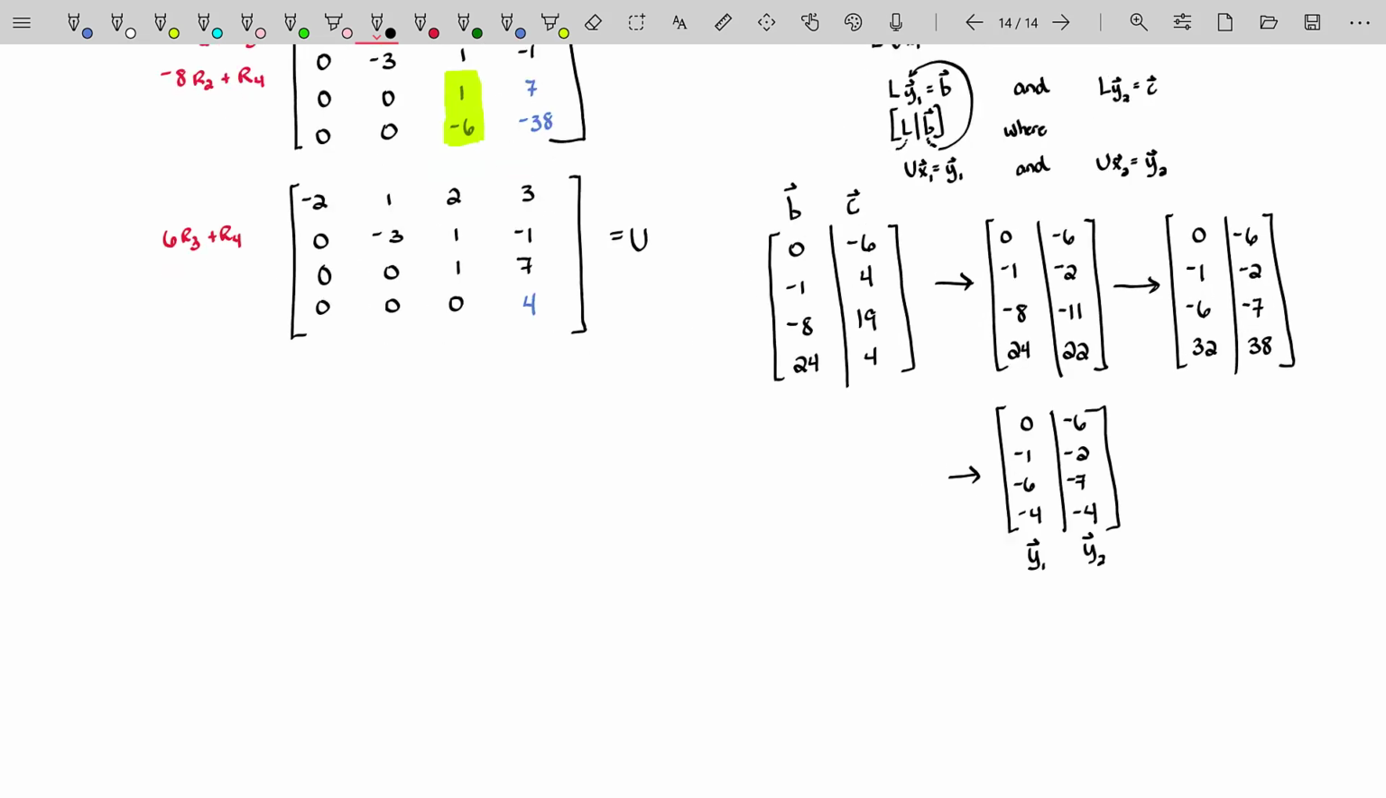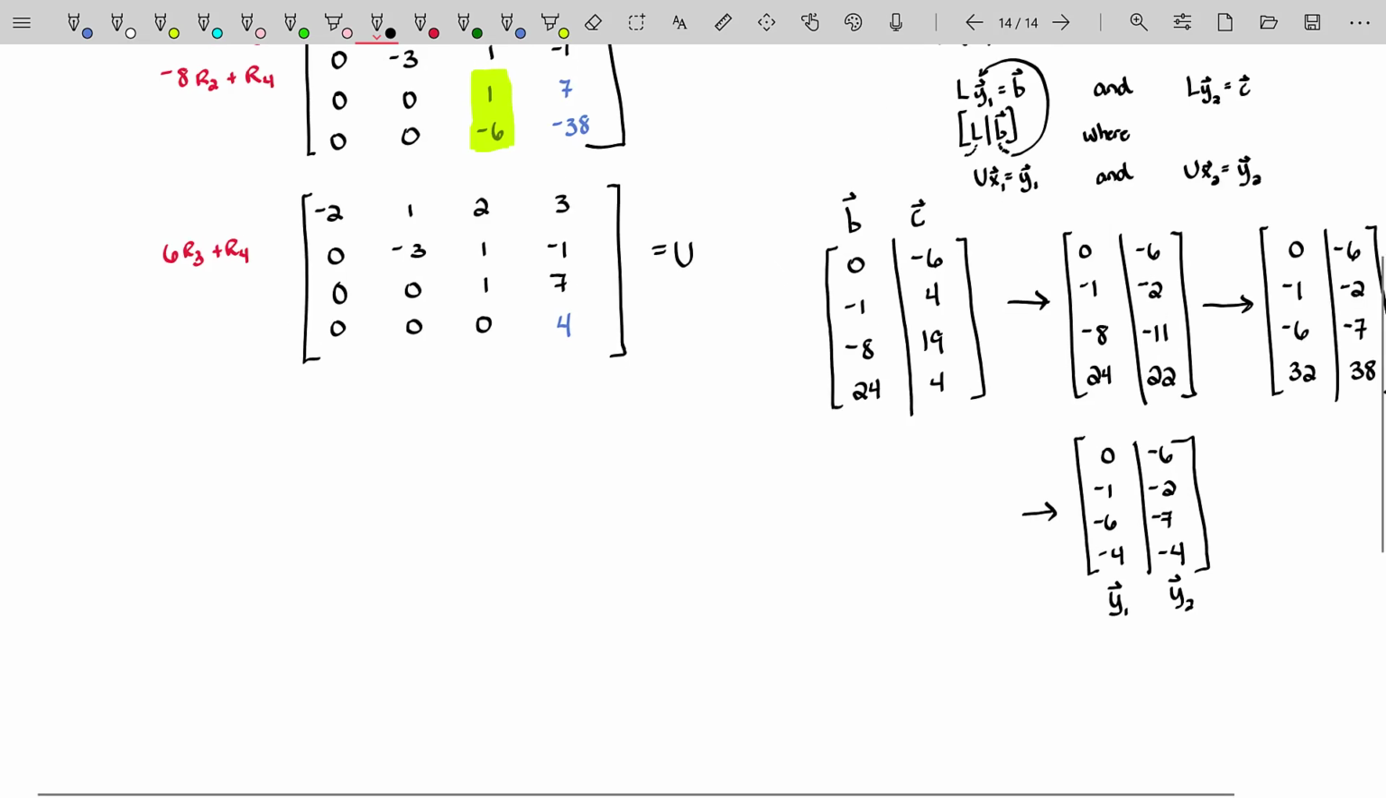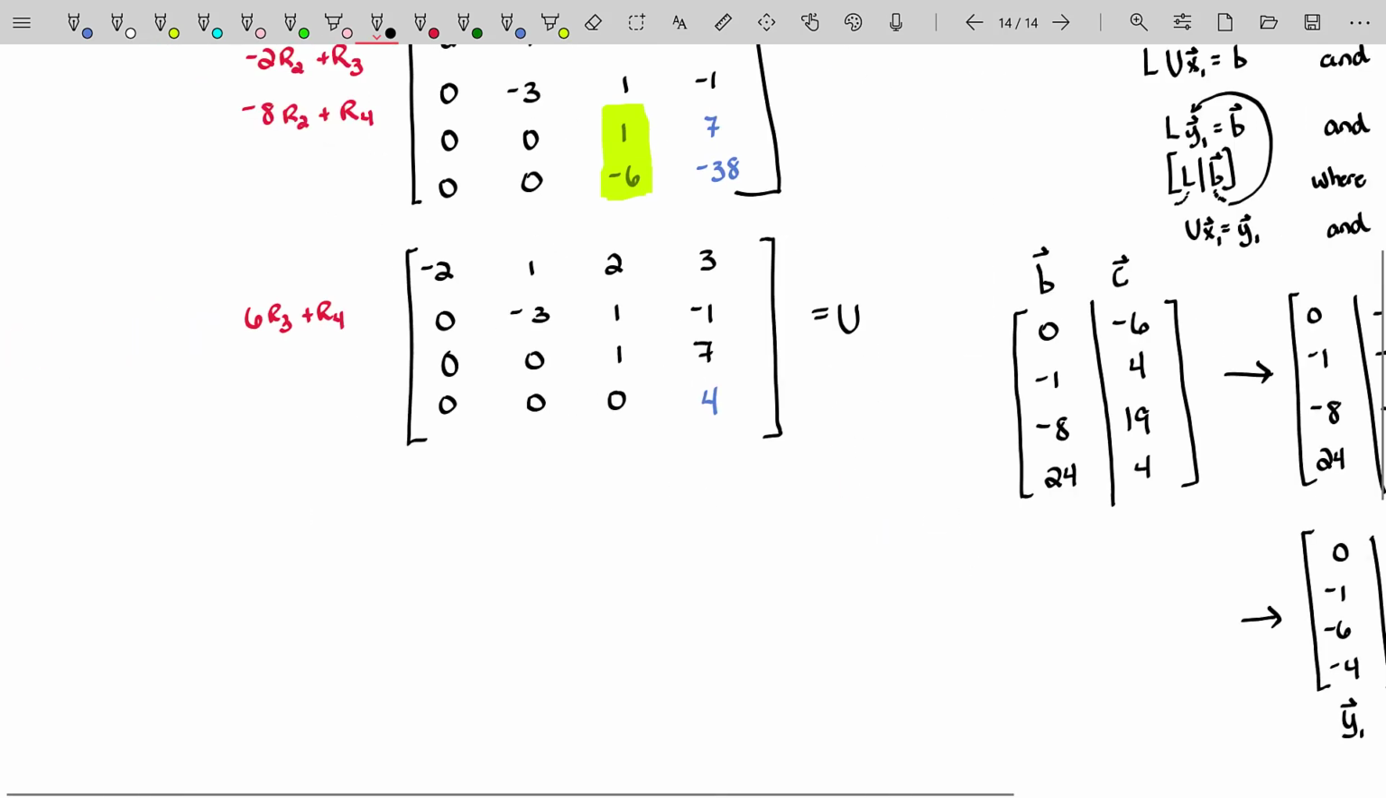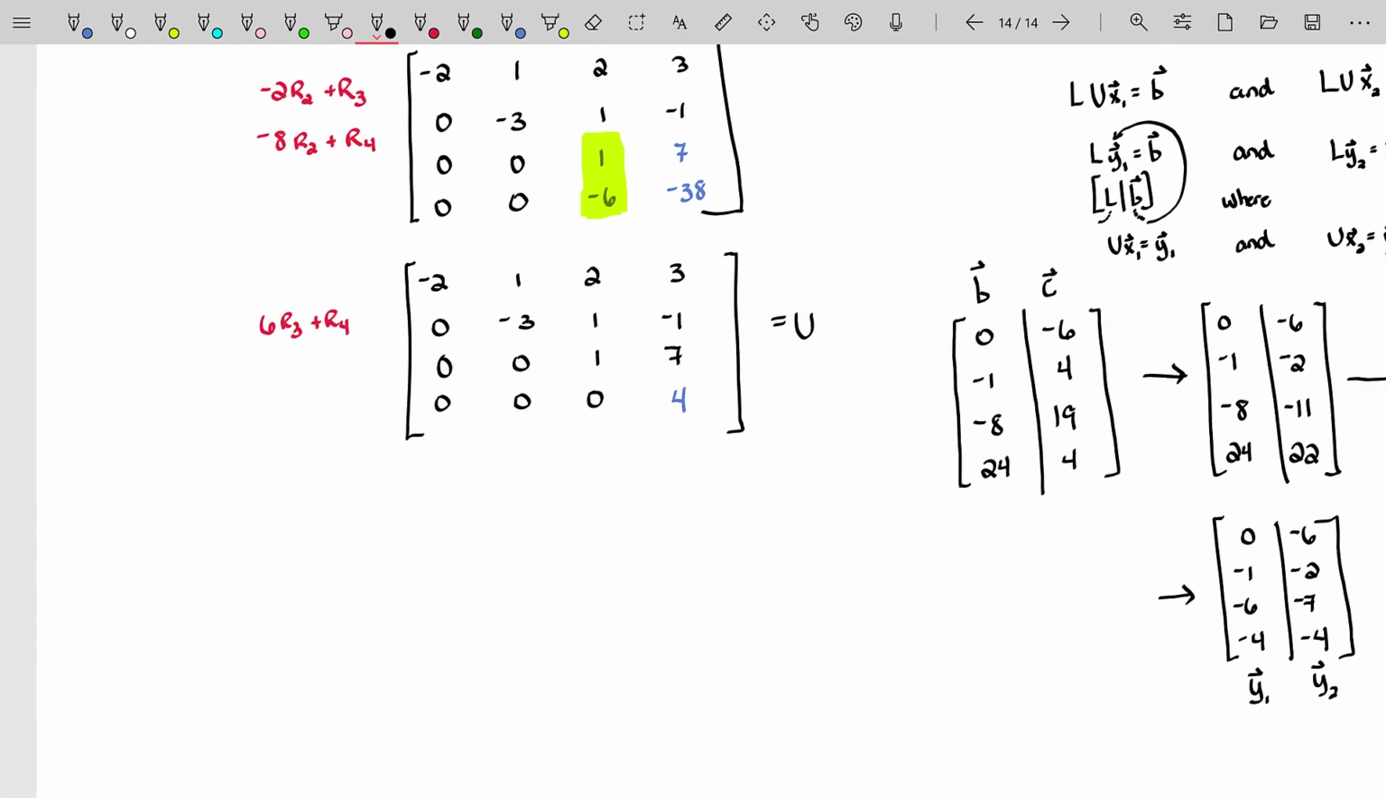In fact, if you search the internet for LU factorization, the first few pages are just a bunch of algorithms, a lot of code written by computer science folks and programmers. So anyhow, we just need to take this upper triangular matrix, augment it with those two right-hand sides, and solve.